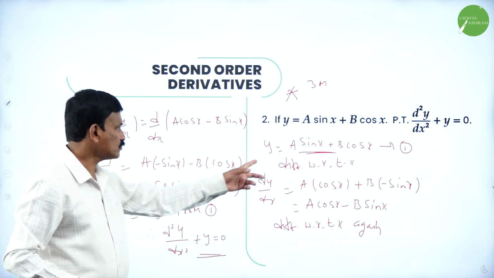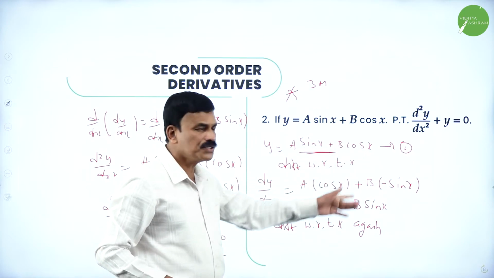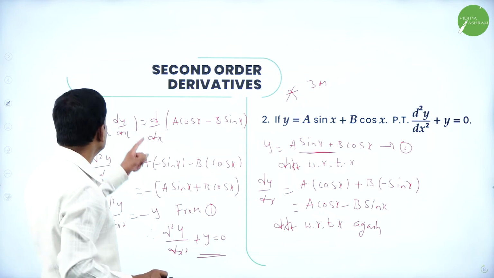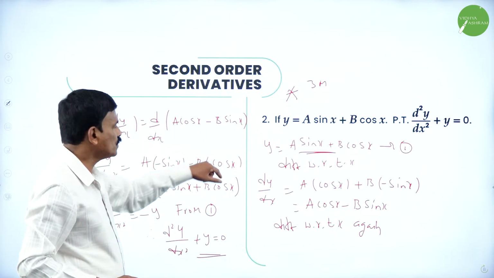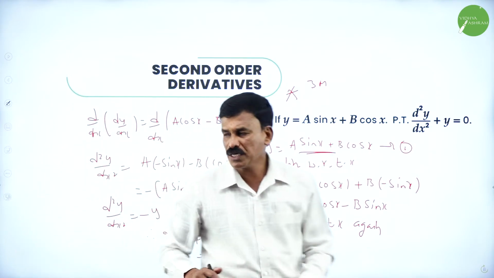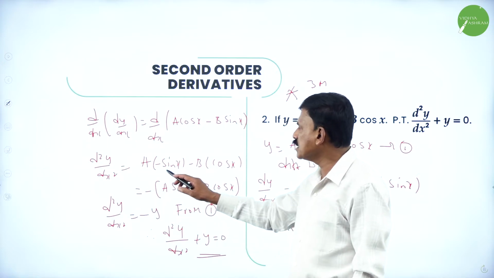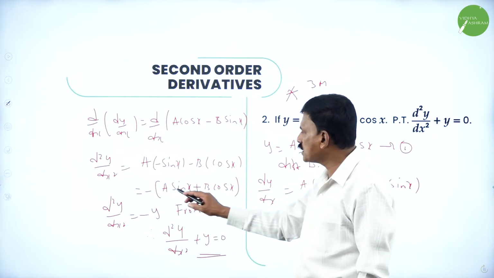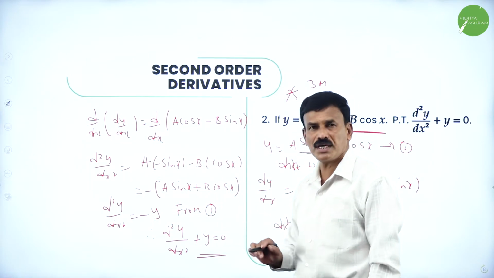See here, a into differentiation of sin x is cos x, plus b into differentiation of cos x is minus sin x. Differentiating again with respect to x, d by dx of a cos x is minus a sin x, minus b into differentiation of sin x is cos x. Take the negative sign out as a common factor: minus a sin x minus into minus plus b cos x, that is minus a sin x plus b cos x, which from equation number 1 is y, it is given.